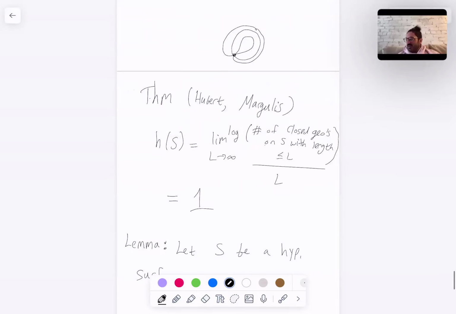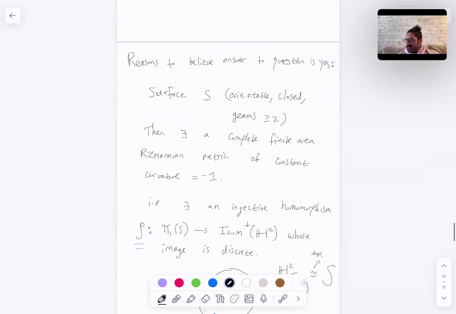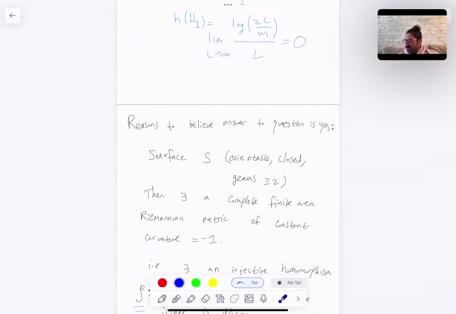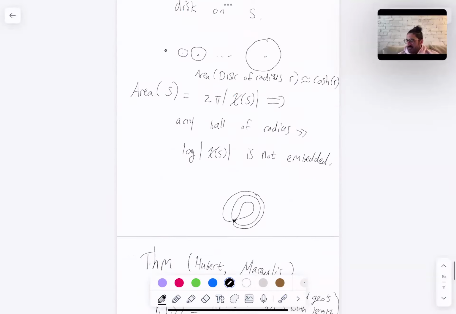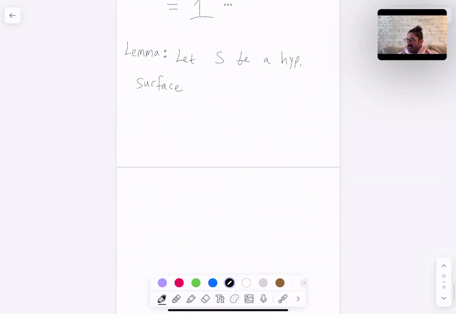Up until now, our surfaces have been, if you remember from the very beginning, closed, which means no boundary. So our surfaces look something like this, topologically speaking. But now in this lemma, I'm going to allow boundary. So let S be a hyperbolic surface with a totally geodesic boundary. So maybe it looks like this now.